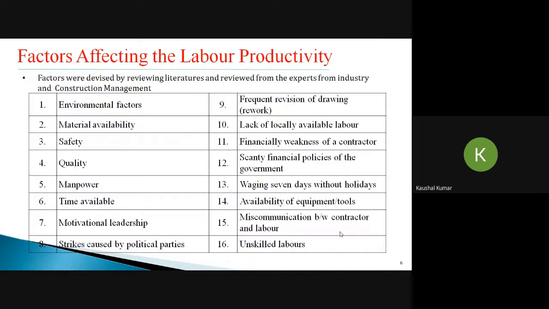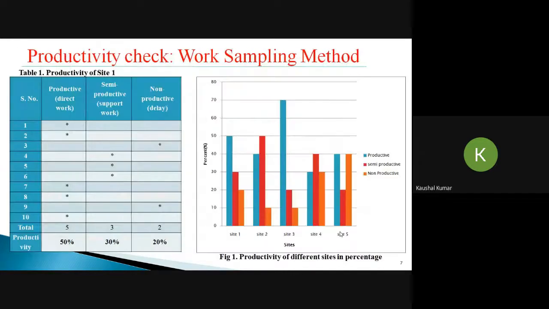These are the 16 factors that we have included, and based on them, a questionnaire has been formed. Sorry, before the questionnaire, the next part is the 5 sites which we have chosen. We have calculated the productivity of each site. The productivity part is a random process in which a certain group of persons were asked whether the work they are doing is direct work, which is implementing the project. The next type is support work, and the other is no work, which is delaying the project.